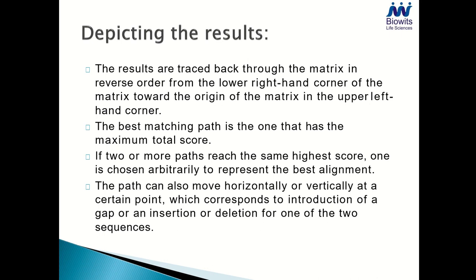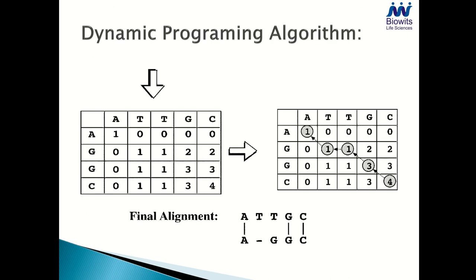No? Sabi niya, pag nagkaroon ng makikita dun, yung two or more paths, no, nagre-reach na dun sa pinakamataas na score, so that is an indication that it represents the best alignment. So the path can also move horizontally or vertically at a certain point, which corresponds to introduction of a gap or an insertion or deletion for one of the two sequences.